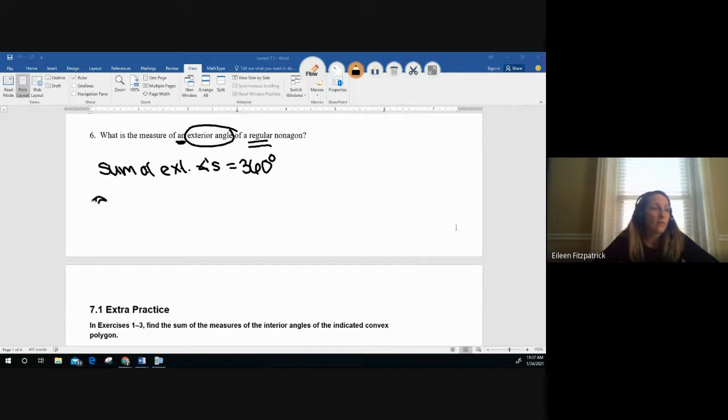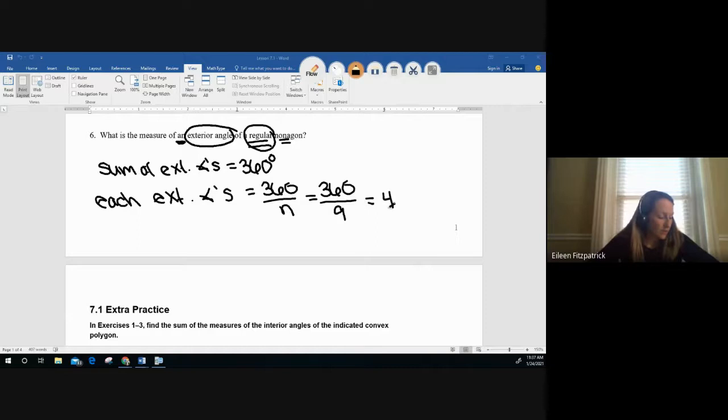All right, if I want each exterior angle, well, since it's a regular nonagon, that means that all of the exterior angles are going to be congruent. And since there are 9 of them, I just take 360 and I divide by n. All right, so 360 divided by 9 is going to give you 40.